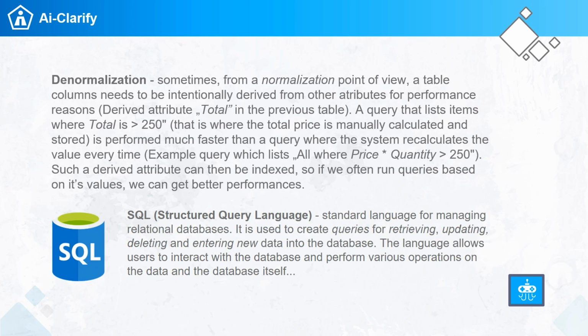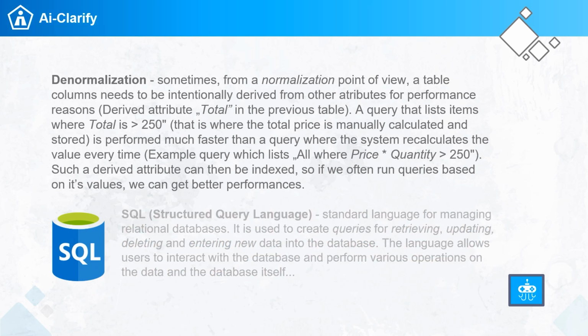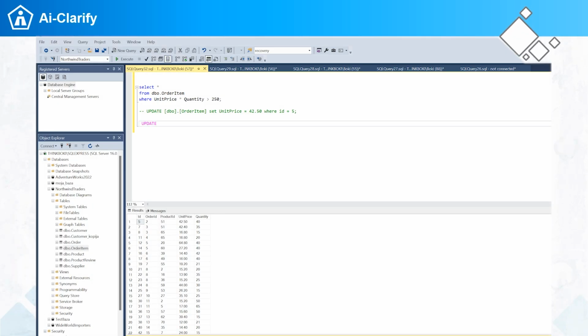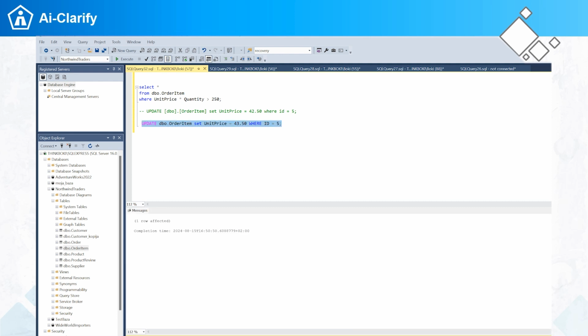Another characteristic of the relational model is SQL, or structured query language. It is the standard language for managing relational databases. It is used to create queries for retrieving, updating, deleting and entering new data into the database. The language allows users to interact with the database and perform various operations on the data and the database itself. Despite being a characteristic of relational models, SQL is so popular due to its ease of use that it is now implemented in many different database models.